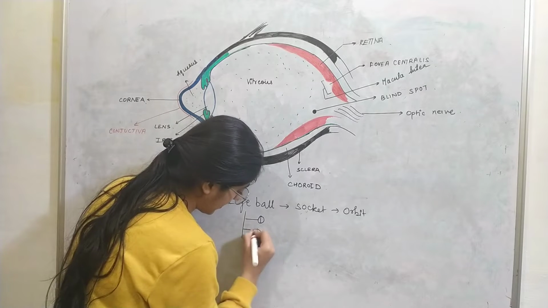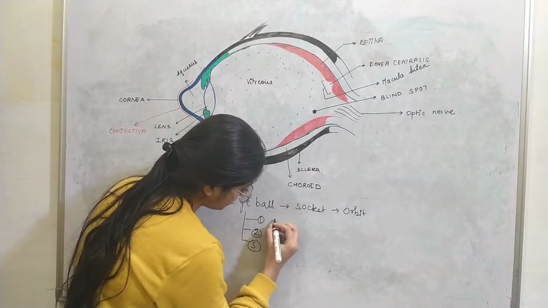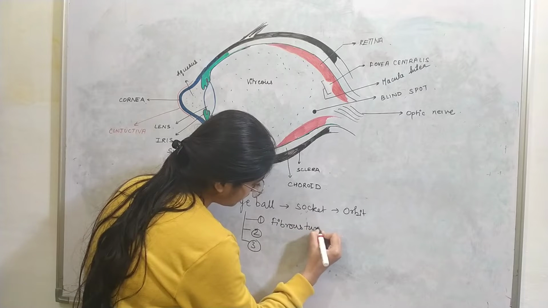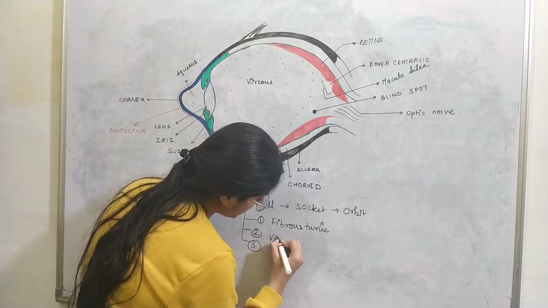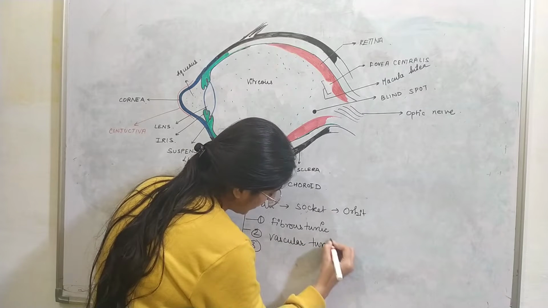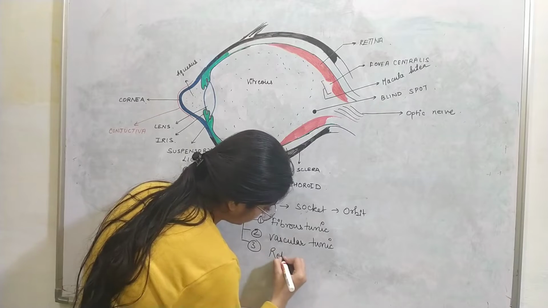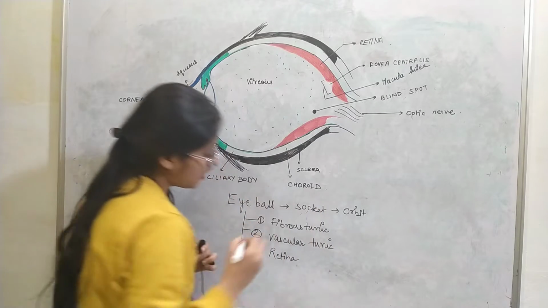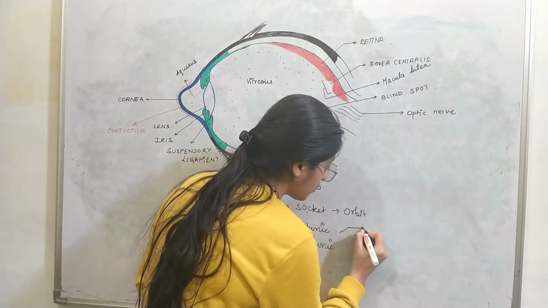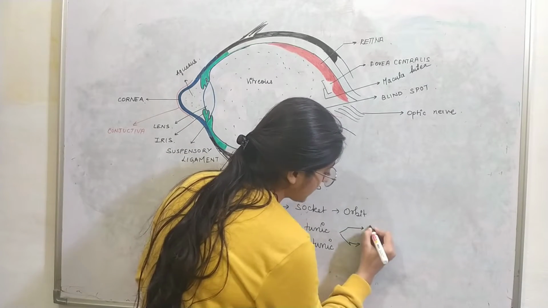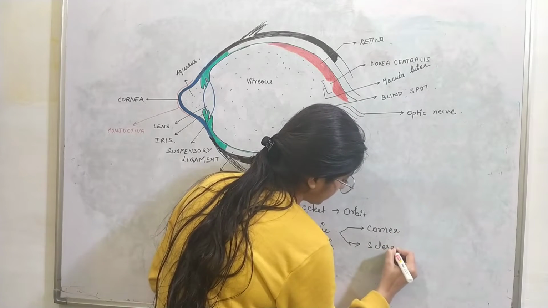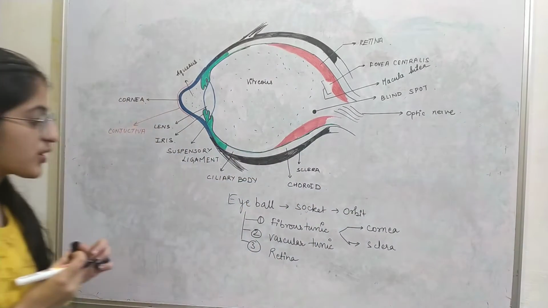Those three layers are the fibrous tunic, the vascular tunic, and the third one is the retina. The first one is the fibrous tunic, which is again divided into two parts, that is cornea and sclera. So we will look at the first layer.